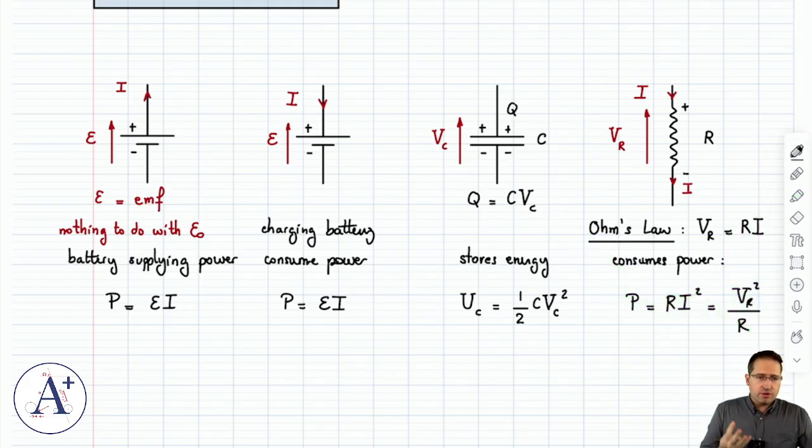Okay, so those are the four, well, there's three components, but the four scenarios, because the battery could supply or consume power, that we're going to run into. We need to be able to draw current in a circuit. We need to be able to draw the voltage arrows. And then from there, we need to be able to apply what are called Kirchhoff's laws, which are the node law and the loop law. They're sometimes called the junction law and the loop law.